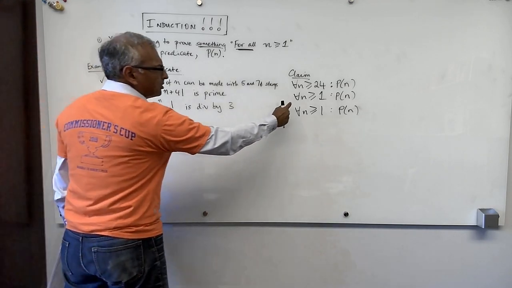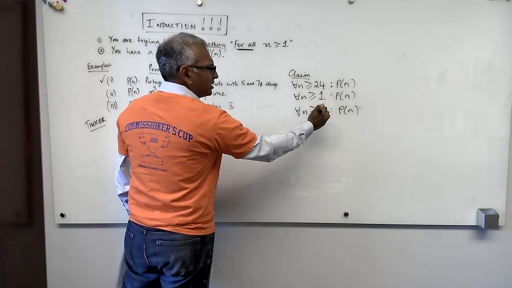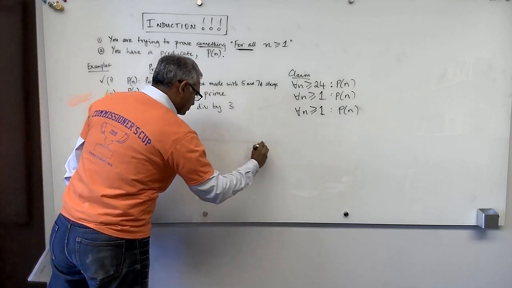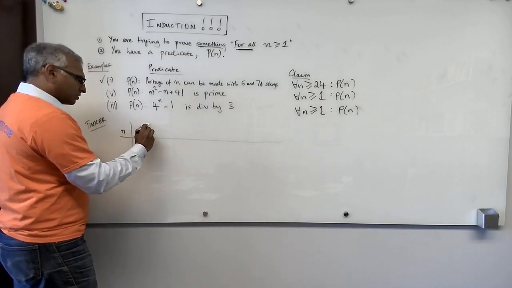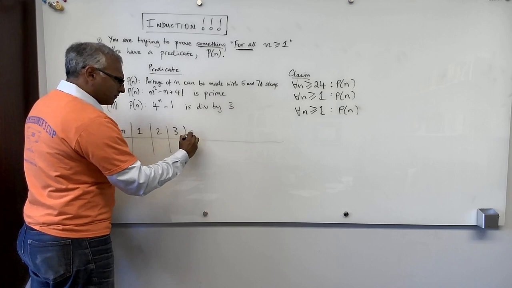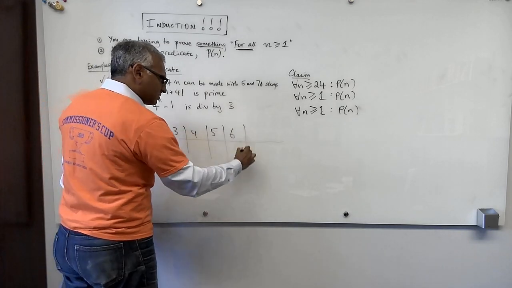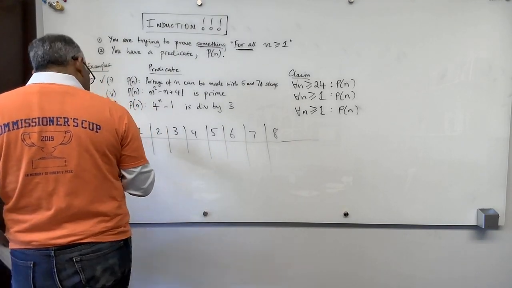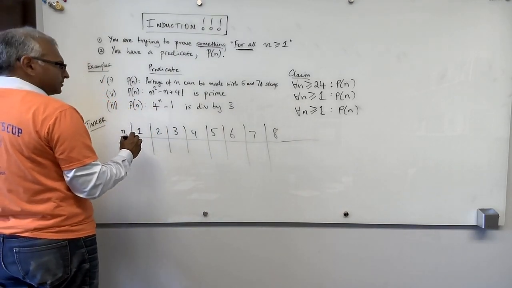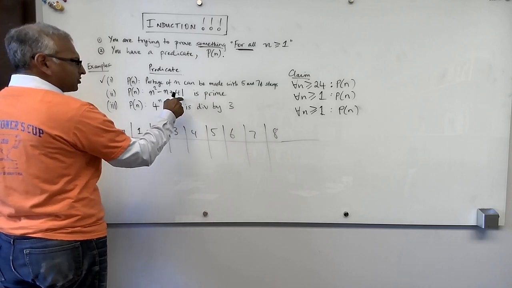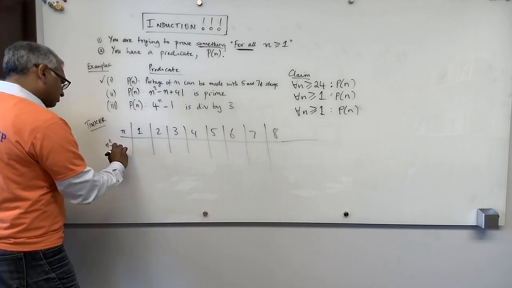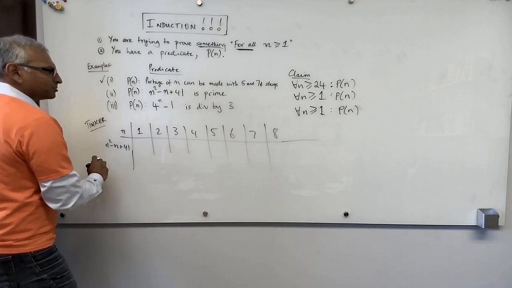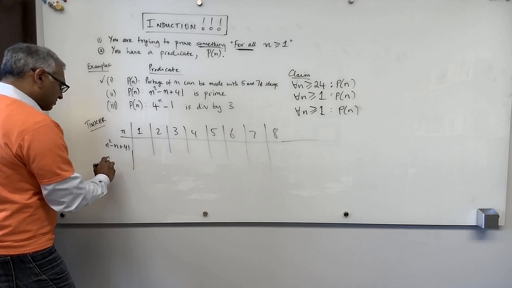So let's consider, in both of these cases, we are interested in n greater or equal to 1. Okay, so let's tinker with n, taking on various values. We'll start at 1, and we'll go up 2, 3, 4, 5, 6, 7, and we'll go up to 8. I'm going to look at n squared minus n plus 41, and I'm going to look at 4 to the n minus 1.